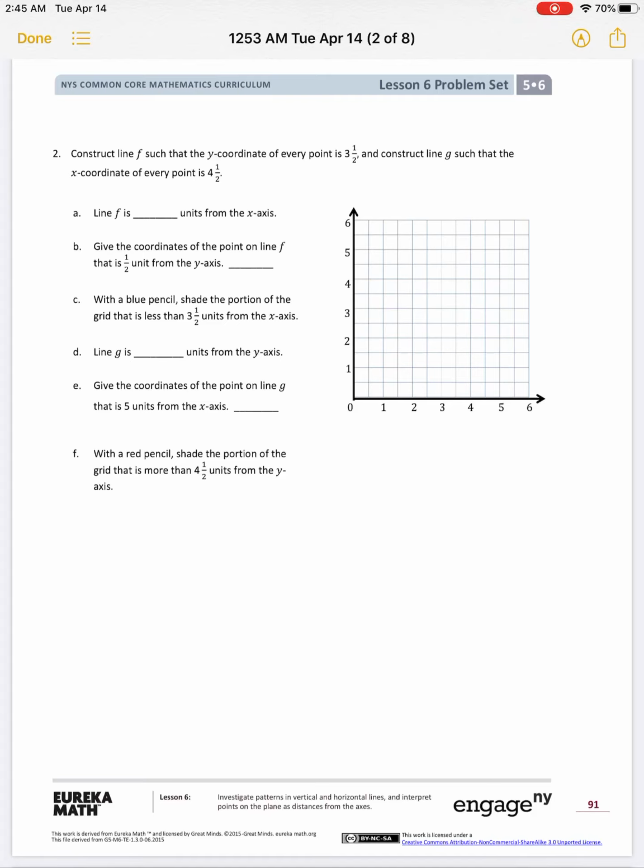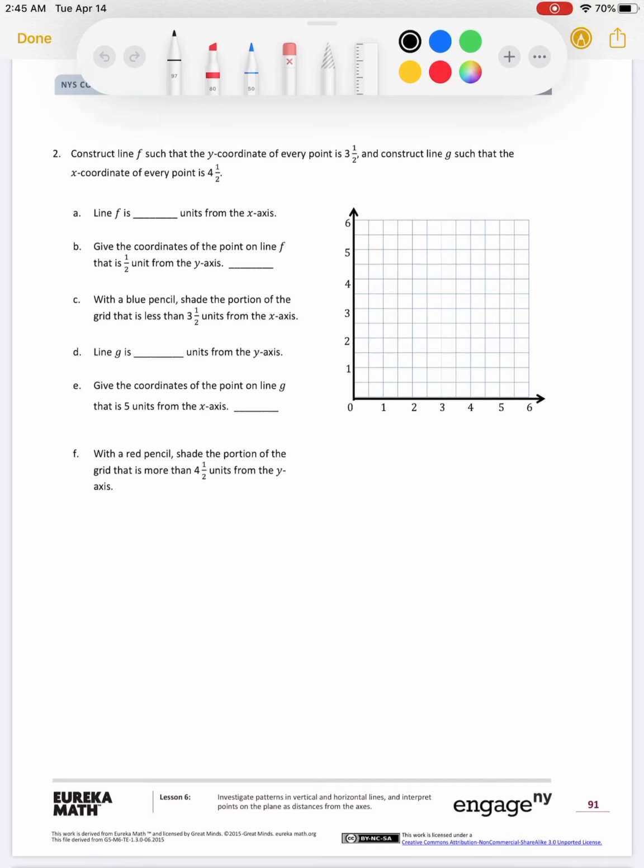It says construct line F such that the y coordinate of every point is 3.5. And construct line G such that the x coordinate of every point is 4.5. So we were doing something similar to this yesterday in lesson 5. Okay. So I'm going to write coordinates down here at the bottom so that we have an idea about our plots and our coordinates. So here, line F, we're going to get a few coordinates for line F to construct the line.